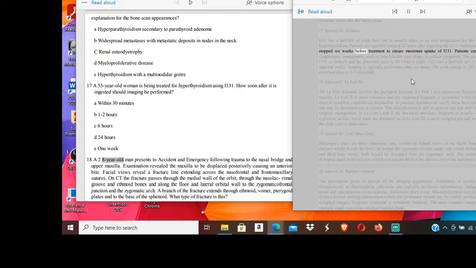Antithyroid drugs are stopped 6 weeks before treatment to ensure maximum uptake of I-131. Patients can remain on symptomatic management, such as beta-blocker type drugs, to reduce symptoms. The peak energy of I-131 is 364 keV, and the absorbed dose is 50-100 cGy (rad).